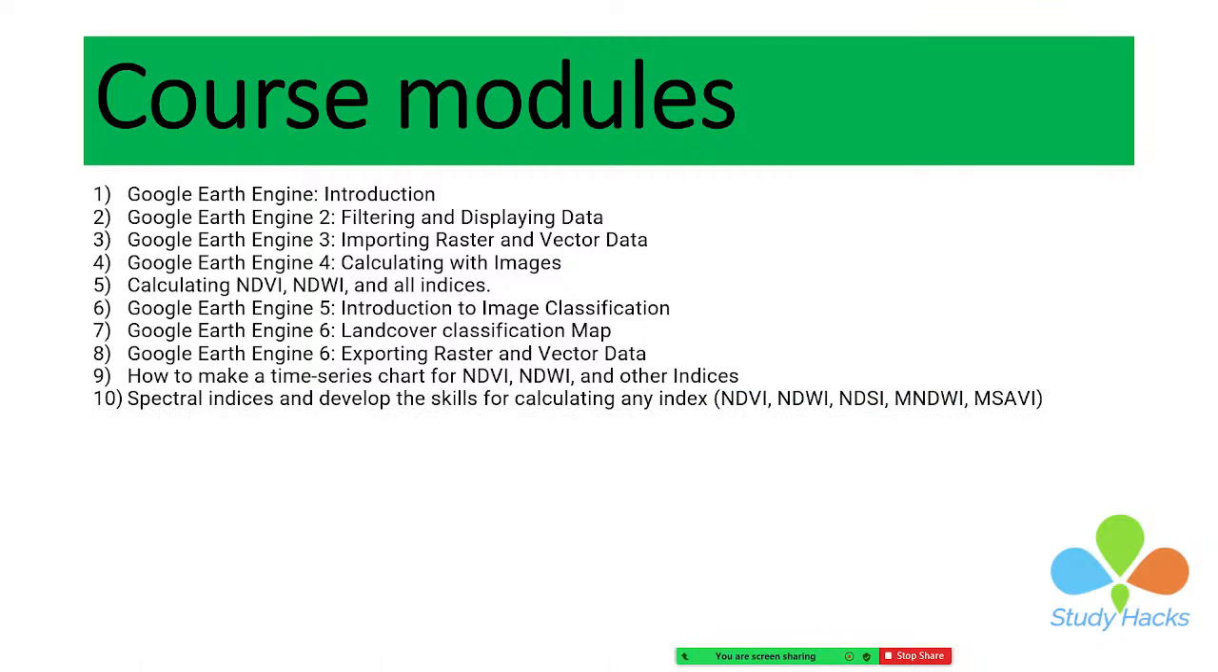Then spectral indices, for calculating any index. Then how to remove the cloud from your satellite imagery. Mainly when you want to work with wet season or rainy season satellite imagery, you find a lot of cloud. Google Earth Engine has some tools or features, and we can easily use this tool for removing all of the cloud.